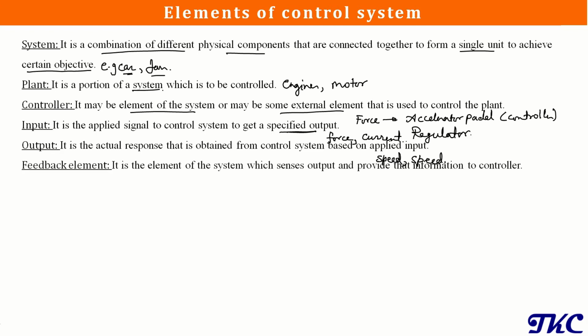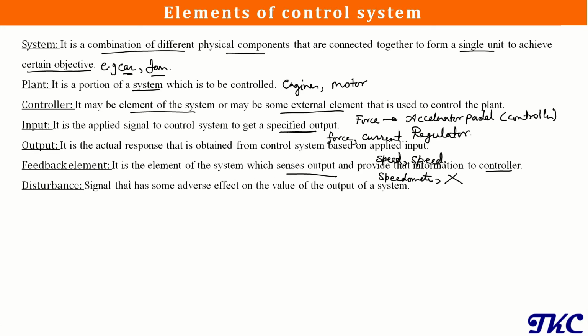Next is the feedback element. It is the element of the system which senses the output and provides that information to the controller. If we talk about the car, we have a speedometer that acts as a sensor. On the speedometer we can see the speed at which the car is moving. In case of the fan, if it is a normal fan, it won't have any sensor or feedback element. But if it is an automatic fan, then we will have some sensor which senses the speed, and accordingly, based on our requirement, we adjust the speed.